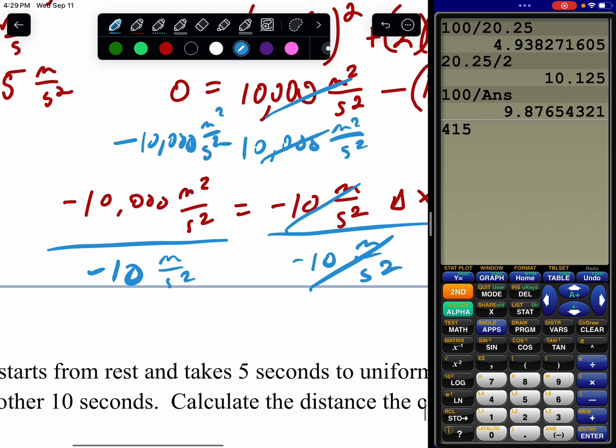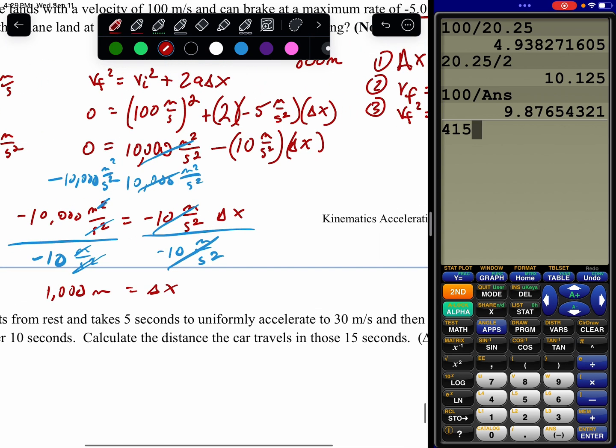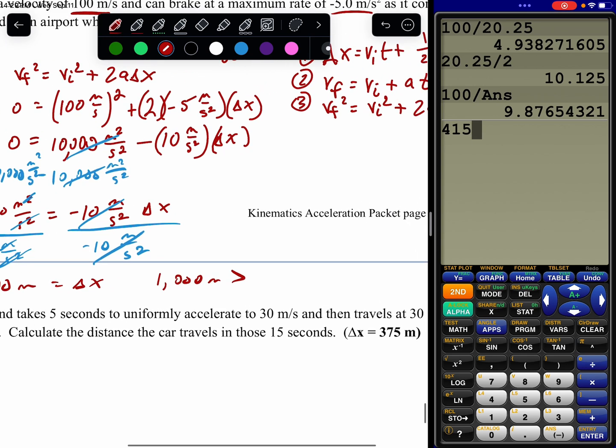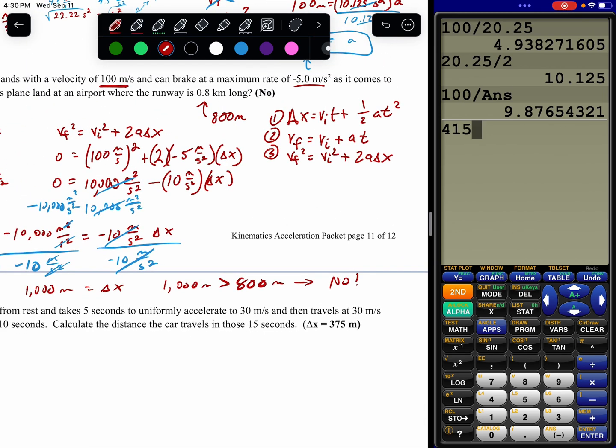And let's take a look at what happens to our units. The seconds go away. Seconds squared is on the bottom of both of those. And then this meter is going to take care of one of those meters. So we're going to end up with meters. Negative 10,000 divided by negative 10 is going to give me just 1,000 meters. That's going to be my delta x. And 1,000 meters is certainly larger than 800 meters. So no, we do not have enough room on this runway. They're going to have to land somewhere else. Awesome. Let's go ahead and bring our values down.